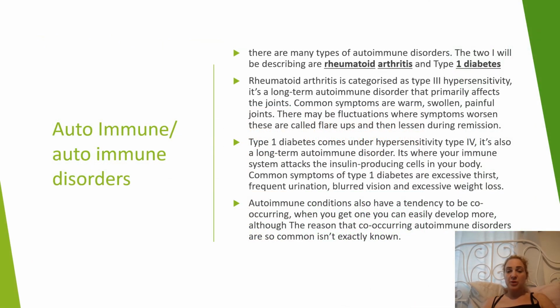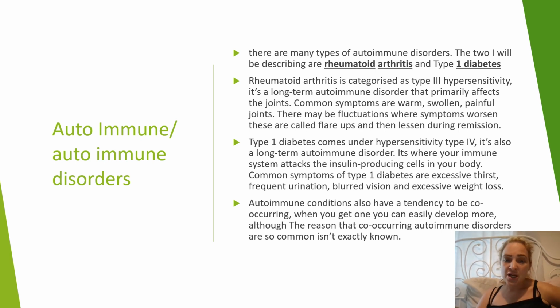Autoimmune disorders. There are many types of autoimmune disorders. The 2 types I will be describing are rheumatoid arthritis and type 1 diabetes. Rheumatoid arthritis is categorized as a type 3 hypersensitivity. It's a long-term autoimmune disorder that primarily affects the joints. Common symptoms are warm, swollen, painful joints. There can be fluctuations where symptoms sometimes worsen. These are called flare-ups, and then can lessen during remission.